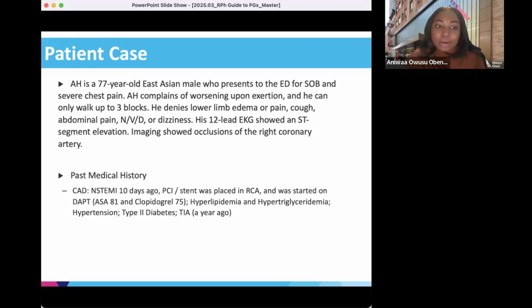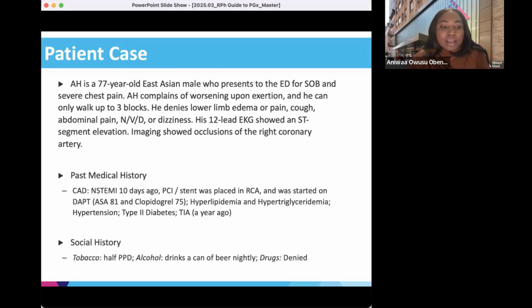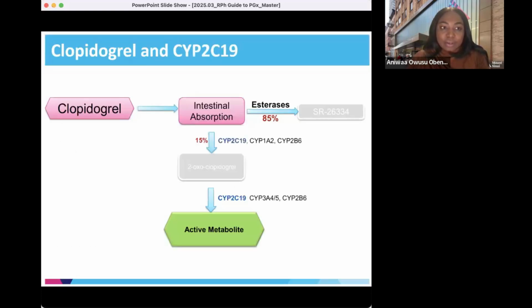This patient's past medical history is significant for CAD and STEMI 10 days ago. A PCI stent was placed and the patient was started on dual antiplatelet therapy, aspirin and clopidogrel. He also has hyperlipidemia and hypertriglyceridemia, hypertension, type 2 diabetes, and a TIA a year ago. The patient smokes half a pack a day of tobacco, drinks a can of beer nightly, and denies any drug use. Okay, so why don't we talk about clopidogrel now?